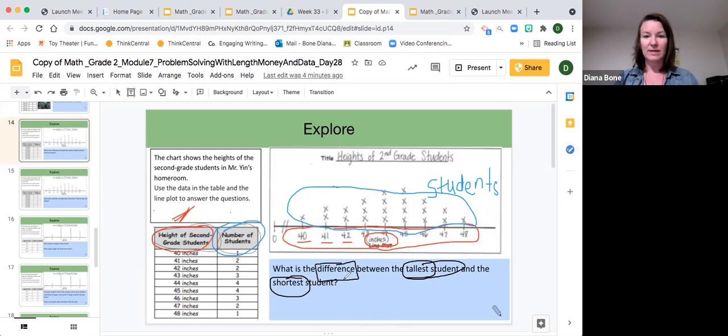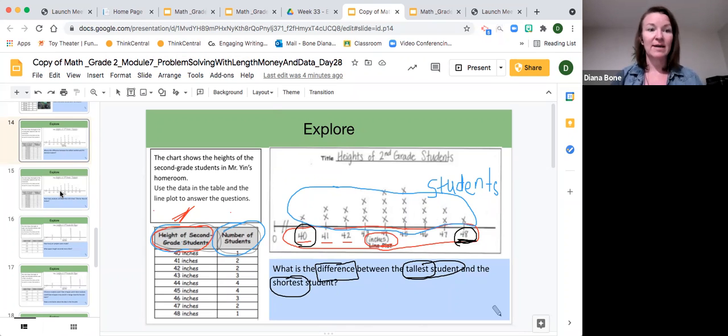Now, when I look at this and ask what is the difference between the tallest student and the shortest student, this isn't asking me how many students. This is asking me about the students' heights. So I'm not going to be counting X's to solve this problem. I'm going to be down here looking at the heights. Here's the tallest one, here's the shortest one, and I have to find the difference between those two. Now, the next slide has a totally different problem.